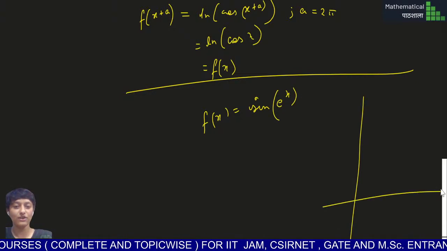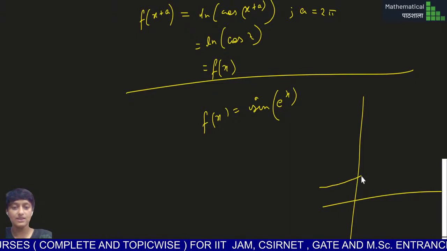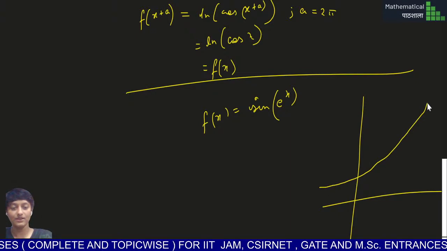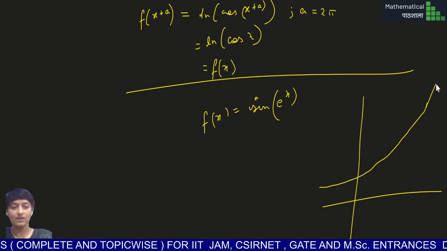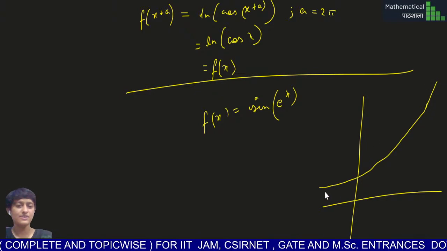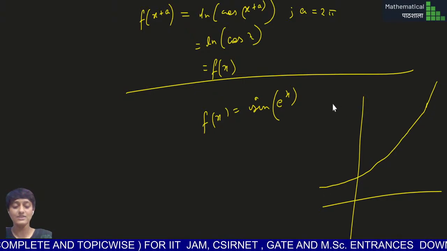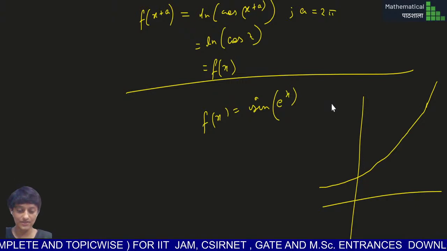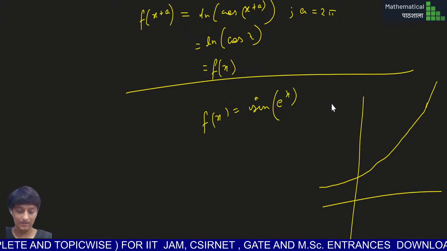See, what is the graph of e raised to the power x? It is like this. Alright. It is never stable. It rises exponentially. It is itself an exponential function. Graph of C is not periodic.